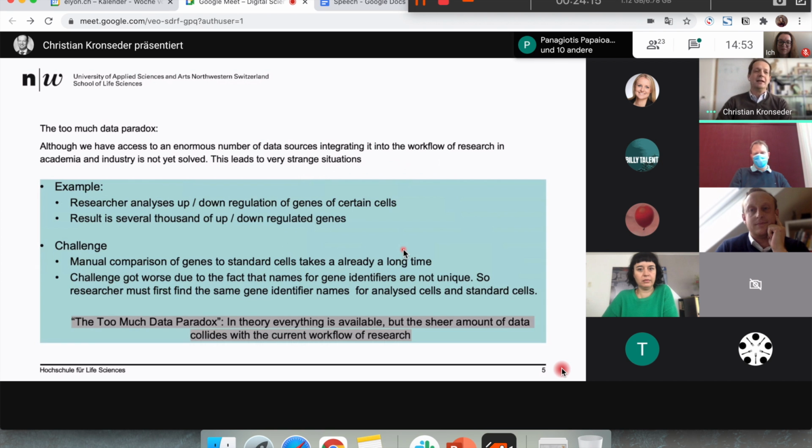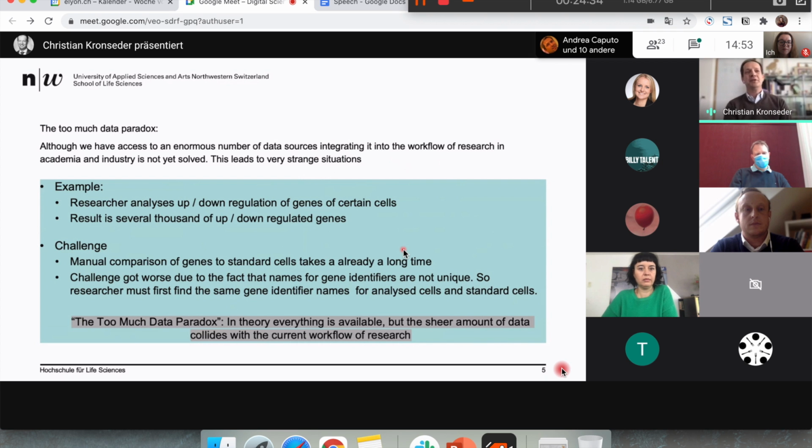Now, coming back to the other side. So I create data. So we have enormous amounts of data, but the workflow of research today, in industry as well as in academia, does not really take care of this. And this leads to a really, really strange situation. So I had this example.